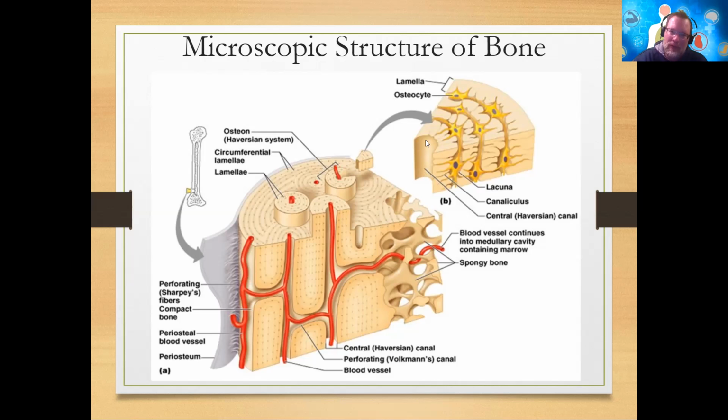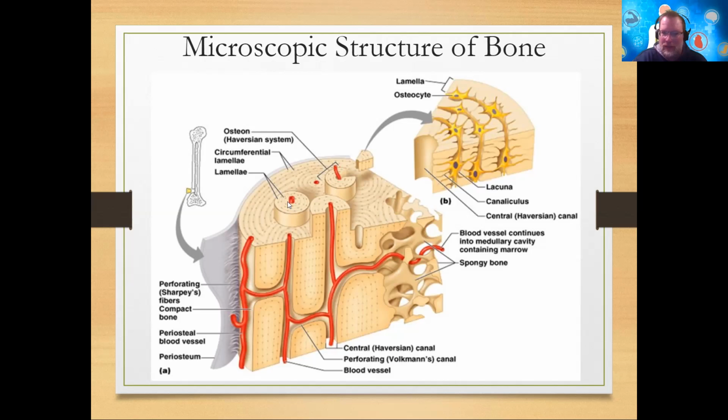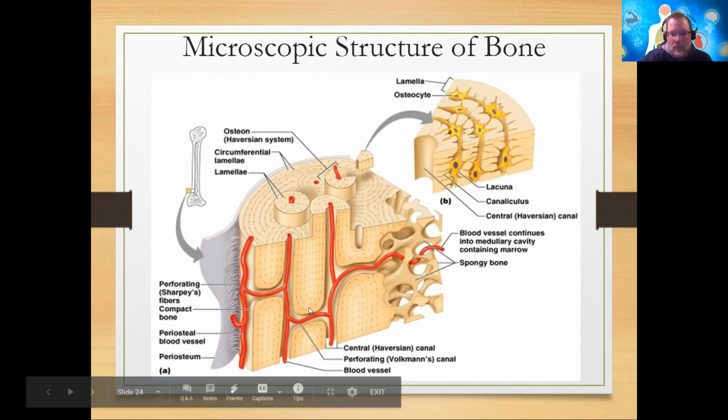And then we have this central canal, or Haversian canal, where again, we can see blood vessels traveling up through that area to be able to drop off nutrients and gases and pick up wastes. So we see the north-south Haversian or central canal, and then we see more of a transverse canal they call a perforating canal or Volkmann's canal. And then finally, we do see spongy bone in there as well.